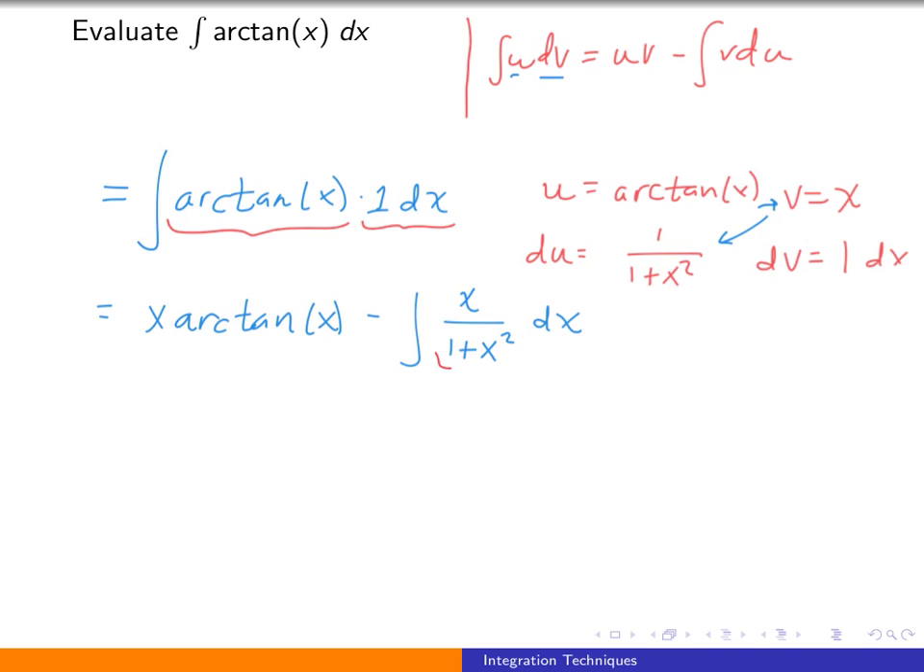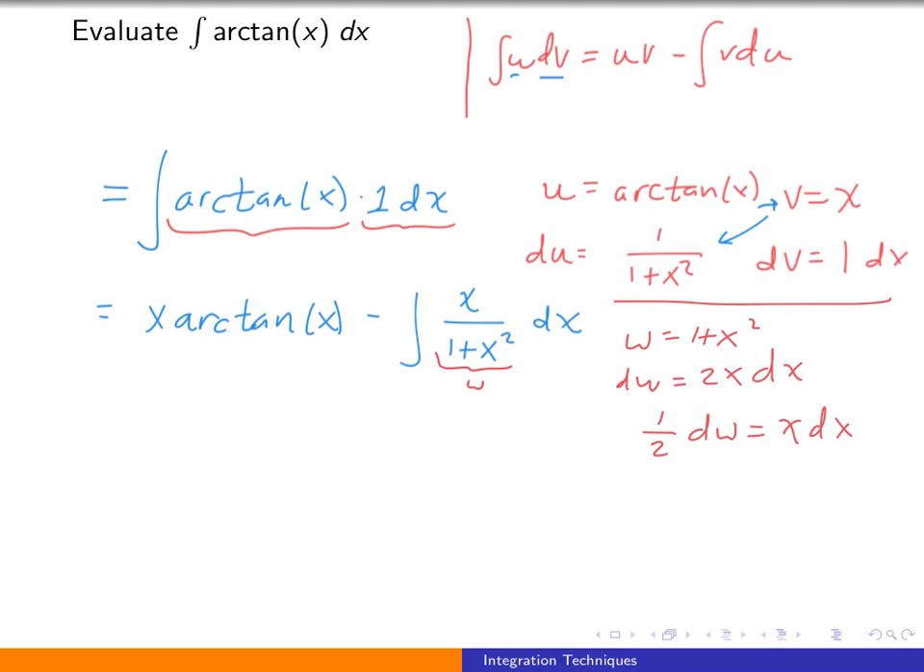You have maybe what we'll call a w in the bottom since we've already used u. So we'll say w is 1 plus x squared, so that dw is 2x dx, and more specifically, 1/2 dw is x dx. So the x dx in the top is going to become a 1/2 dw, the 1 plus x squared on the bottom is going to be w. So the x arctangent x comes down for the ride.